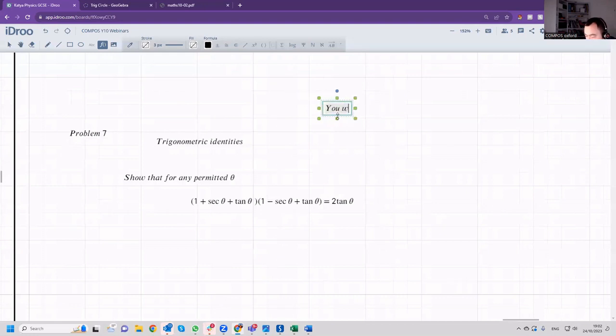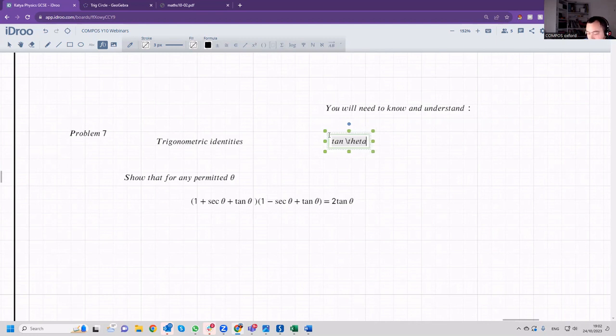You will need to memorize, to know and understand. I'm not using the word memorize because we're not memorizing stuff. We are learning and understanding stuff. You need to know and understand that tan theta is a fraction, which is sine theta over cos theta. That's the first thing.